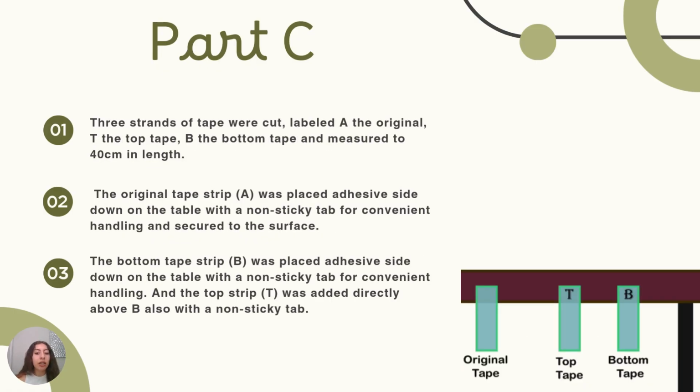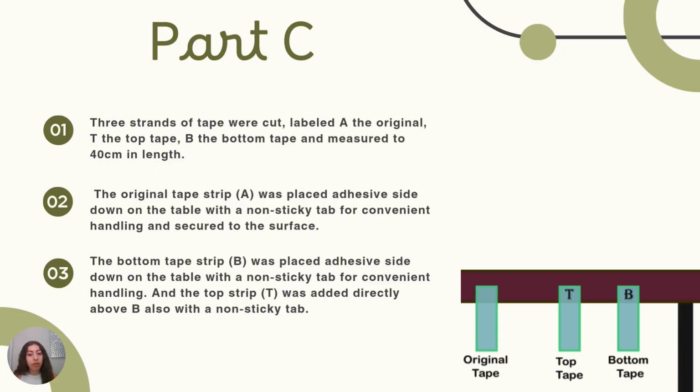For part C, three strands of tape were used this time. We labeled tape A as the original, labeling it O using a pen. For the top tape, we labeled it T, and for the bottom tape, we labeled it B. Each tape was also 40 centimeters in length. The original tape strip was placed adhesive side down onto the table with the non-sticky tab for convenient handling, and the bottom strip, tape B, was placed adhesive side down onto the table with the non-sticky tab as well.